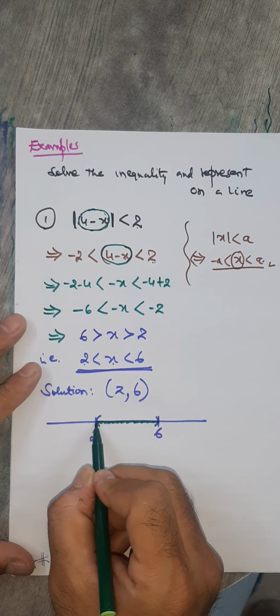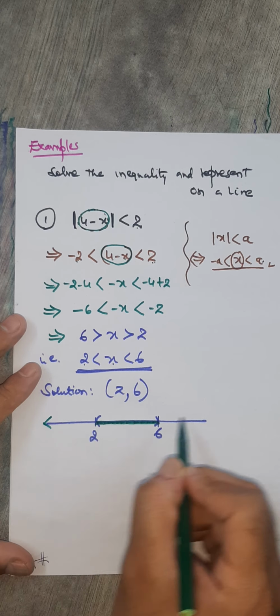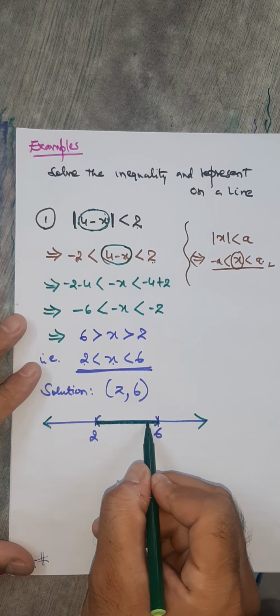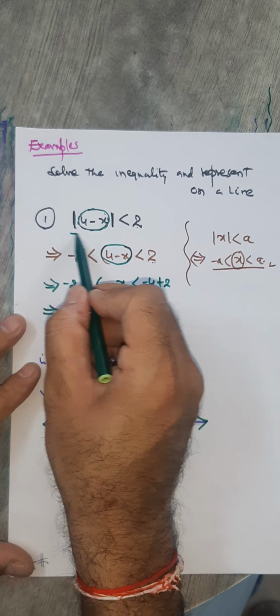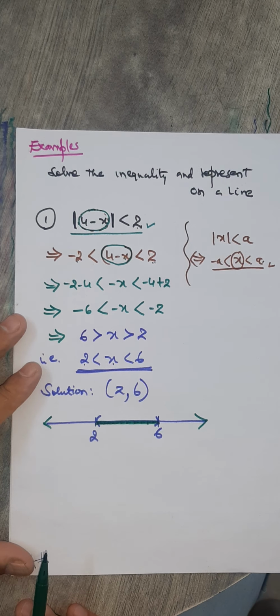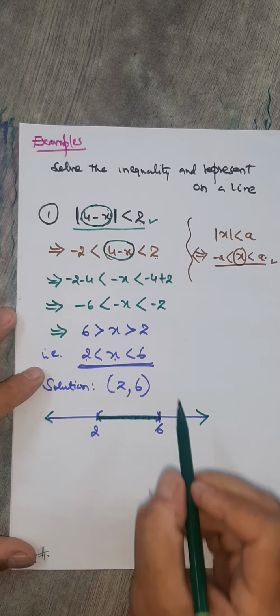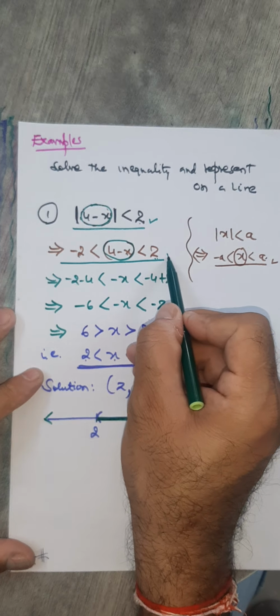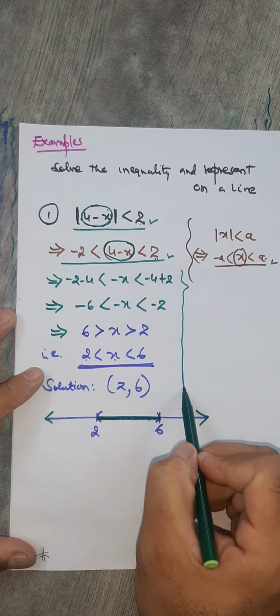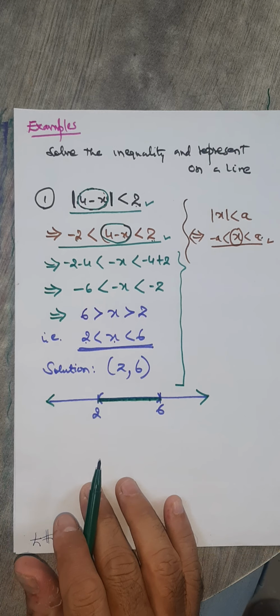From 2 to 6. This is the representation on a line. You pick up any number from this place here, you will see that its modulus will be less than 2. That's called the solution. You know it. The only important step is this one, remember. Then such things we did it number of times. So this is not a big task for you, remember.